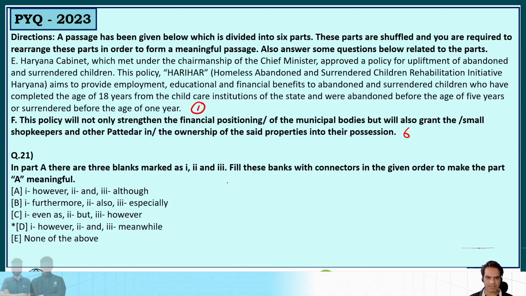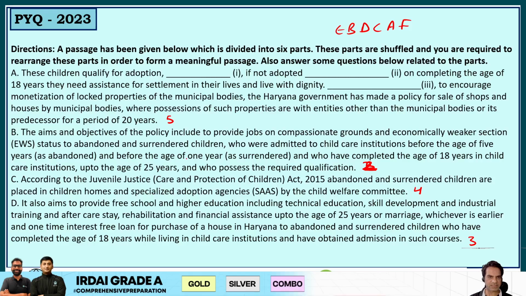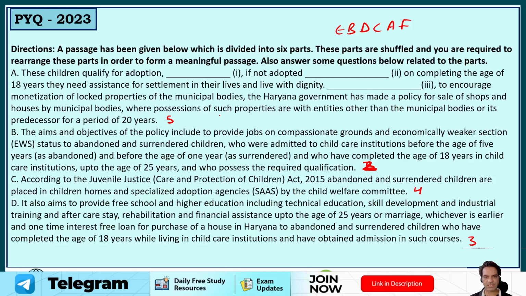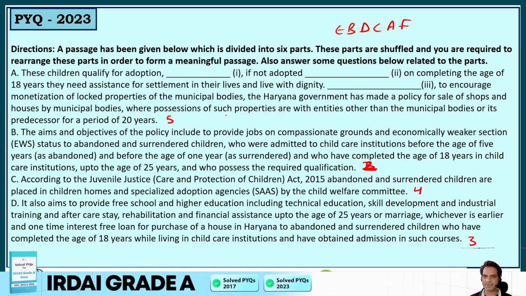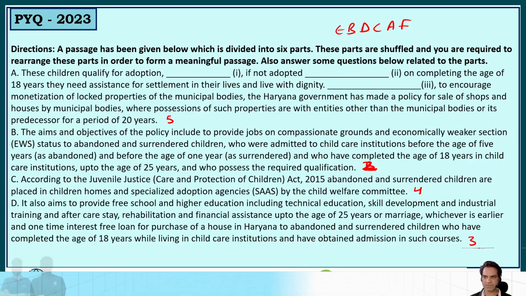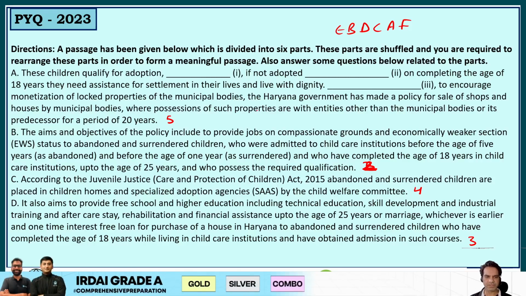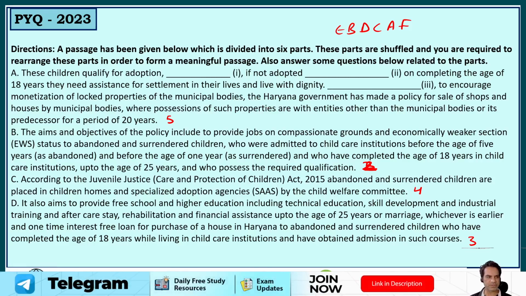We are given 3 blanks. We have to find which of them can fill it. Okay, let's read sentence number 1. These children qualify for adoption. Dash, if not adopted, dash on completing the age of 18 years, they need assistance for settlement in their lives and live with dignity. Dash to encourage monetization of locked properties of the municipal bodies. The Haryana government has made a policy for sale of shops and houses by municipal bodies where possession of such properties are with entities other than municipal bodies or its predecessor for a period of 20 years.